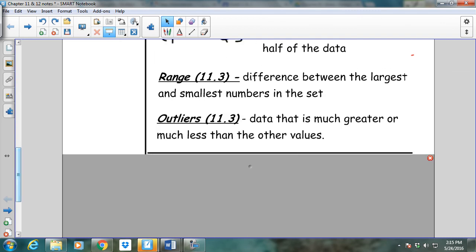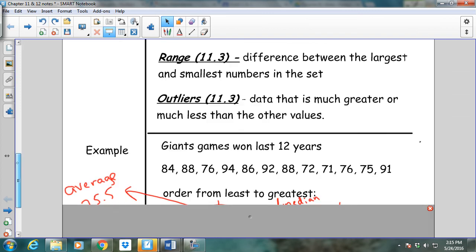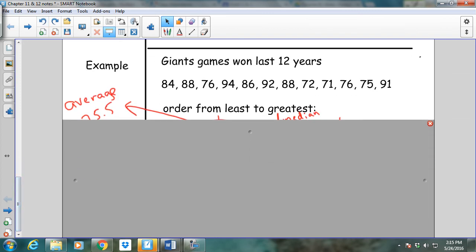Outliers is another word that you should know. Just like the name implies, it's things that are on the outside of the main group of data. It's data that is much greater or much less than the other values. And in some situations, you'd consider throwing those outliers out, or at least identifying them to the person that's reading your information. So let's go through an example.